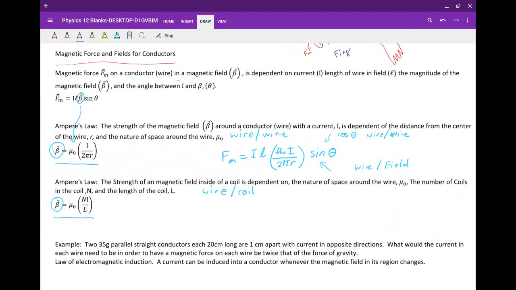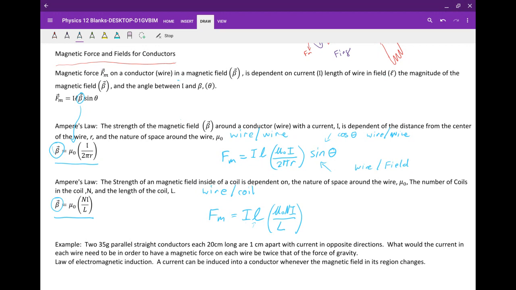Okay, now, over here, if you've got a wire inside of a coil, you would use Fm equals IL, right? This would be the current in the wire. This would be the length of the wire that's found inside the magnetic field in the coil. And then you would place your formula, mu naught, number of turns in the coil, the current in the coil, and then the length of the coil itself.